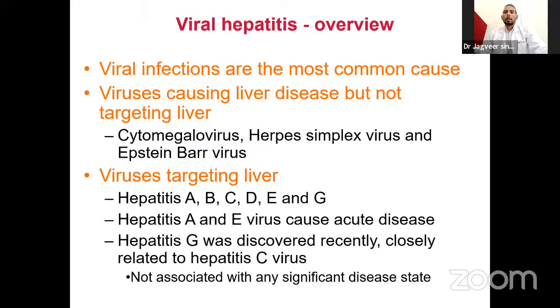Now coming to viral hepatitis, because it's a major chunk of the diseases. Viral infections are the most common. We classify them into two groups. One is hepatotropic virus, which specifically infects the liver, like A, B, C, D, E, and G. And some are non-hepatotropic viruses. These affect other parts of the body, other organs or cells, but they can also cause hepatitis, like cytomegalovirus, herpes simplex virus, and Epstein-Barr virus.